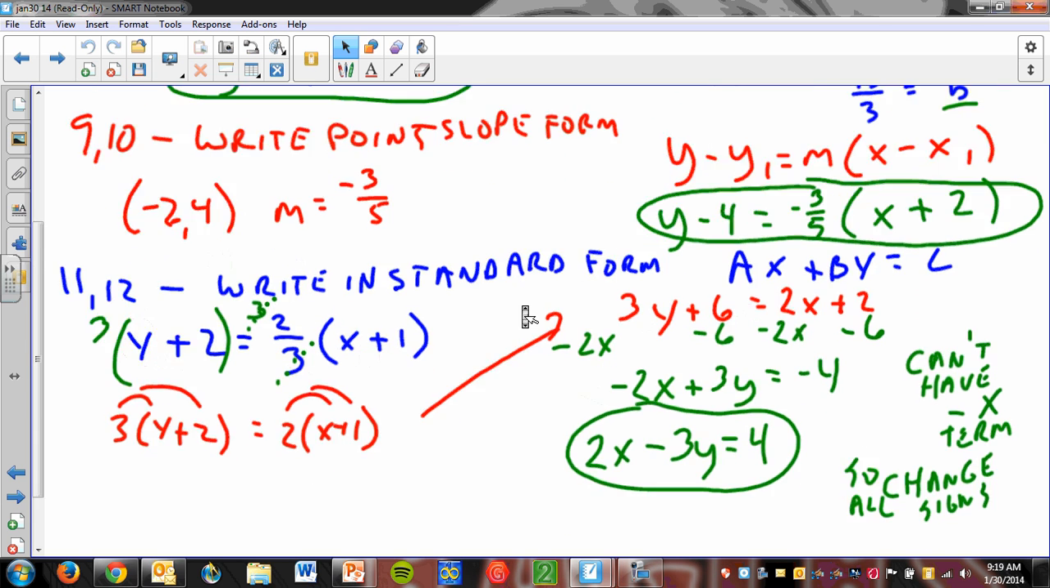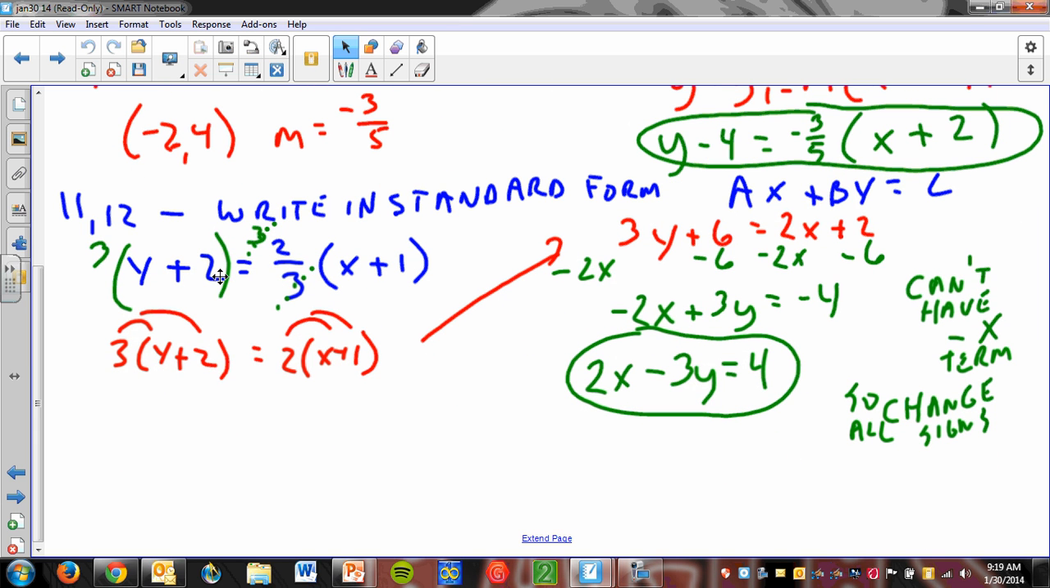Writing point slope in standard form. First thing you want to do is multiply both sides by your denominator. Okay, denominator, multiply there and there. So those cancel out, and now I have 3y plus 2 times 2 equals 3y plus 2 equals 2 times x plus 1. So we distribute there to get rid of our parentheses. And we're here in red. 3y plus 6 equals 2x plus 2.